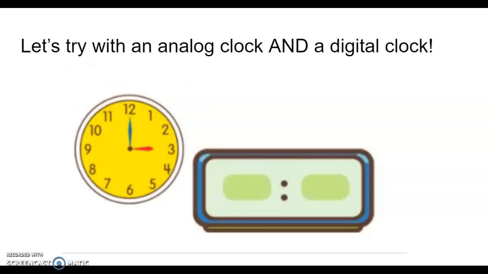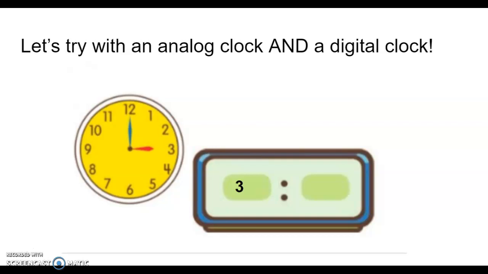All right, now we're getting tricky. We're going to practice with an analog clock and a digital clock. First, let's look at the analog clock. We're going to look at the hour hand first. The hour hand in this case is pointing to the 3. Good job. So we know on our digital clock there would be a 3 there because that is our hour, 3. But we're not finished yet.